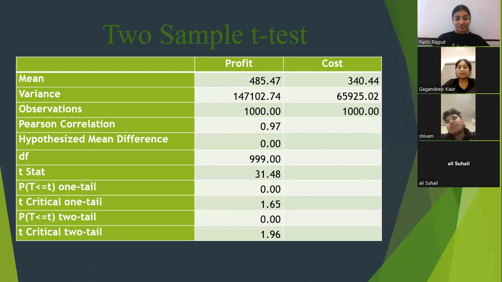My name is Shivam. I'm here to explain the two-sample t-test analysis. From the data, two variables were selected, profit and cost. This will show the profitability. The result in the above table shows that the t-stat value is 31.48 at a 0.0 level of significance. In this case, we reject the null hypothesis of equal sample means. The sample means are significantly different from each other. Please move to the next slide.